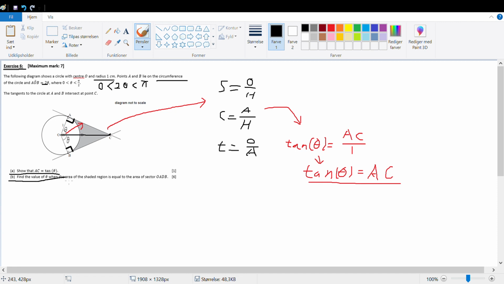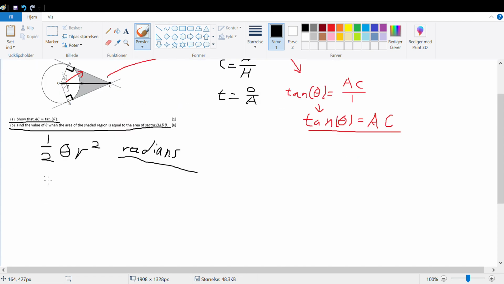Okay, let's take the next one. Find the value of theta when the area of the shaded region is equal to the area of sector OADB. So first off, let's talk about sector. You can get the area of a sector with the formula that is in the formula booklet. It looks like this. The only thing to remember is this is only possible in radians. So we need to remember to switch the calculator to radians when we do this problem. But that's okay. As long as we remember it, it should be fine.